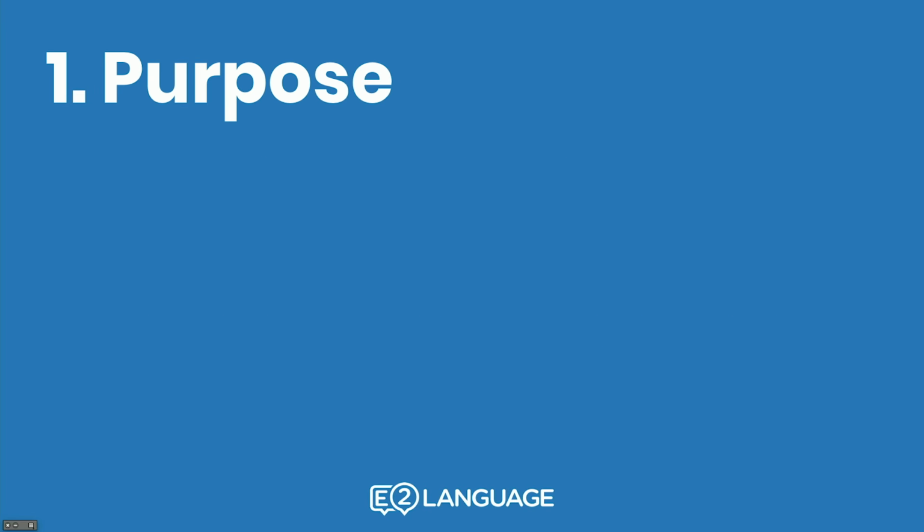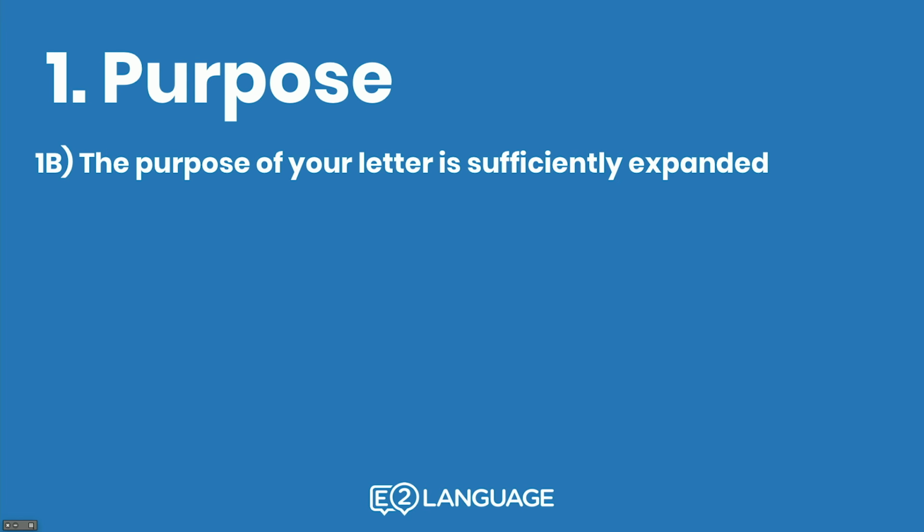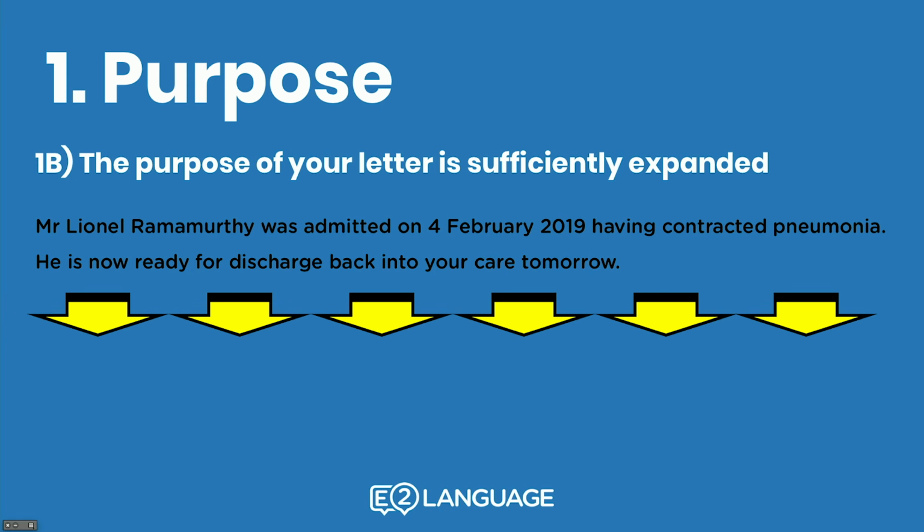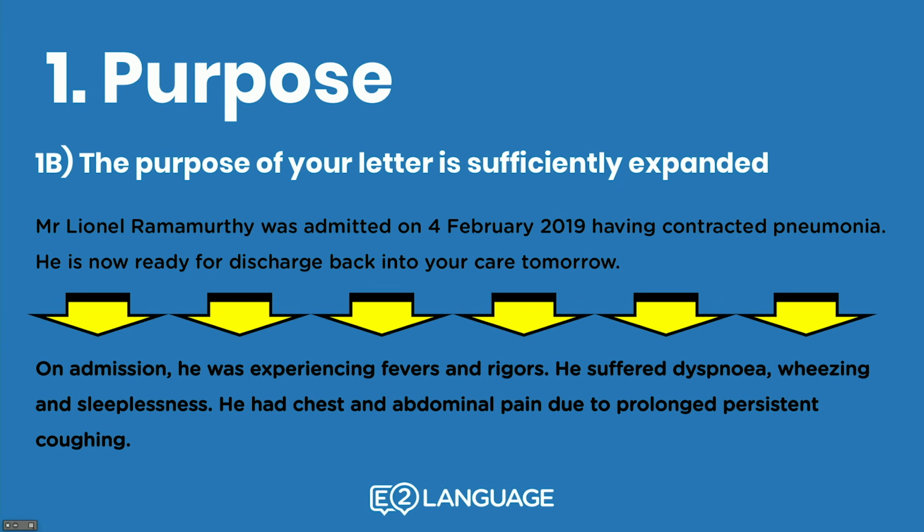The second part of purpose then is that the purpose needs to be sufficiently expanded. What I mean by that is you take your first paragraph, the one we just read, and you need to expand upon that. You need to extrapolate. You need to show more details on this particular bit of information. For example, you could write, on admission, he was experiencing fevers and rigors. He suffered dyspnea, wheezing, and sleeplessness. He had chest and abdominal pain due to prolonged persistent coughing.